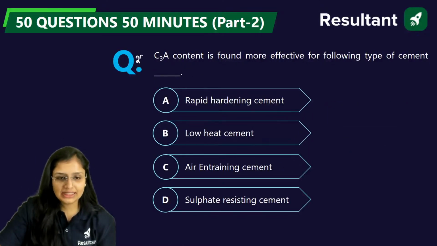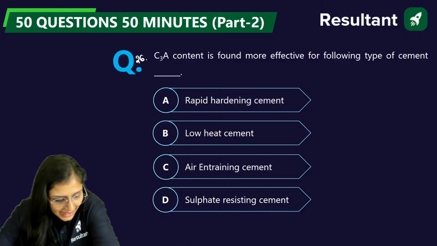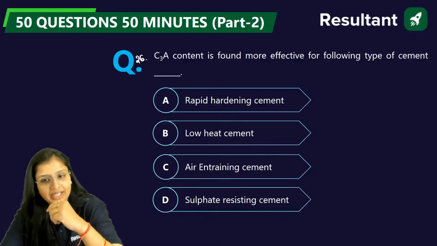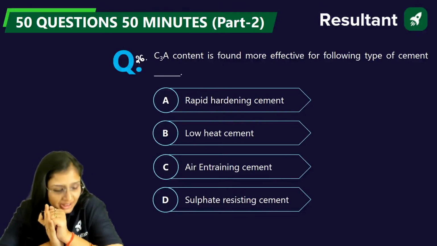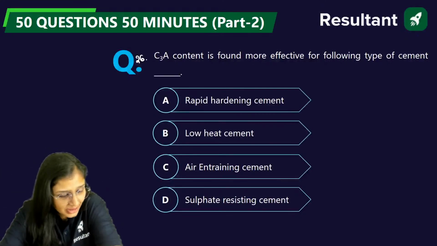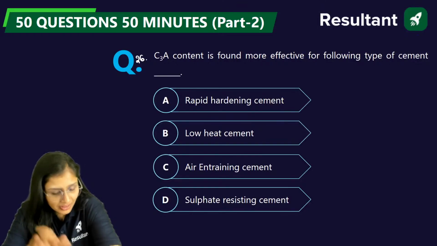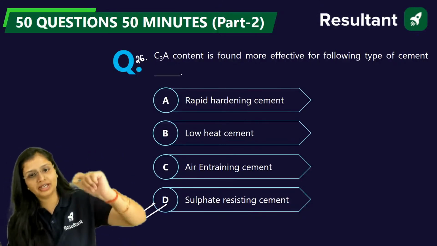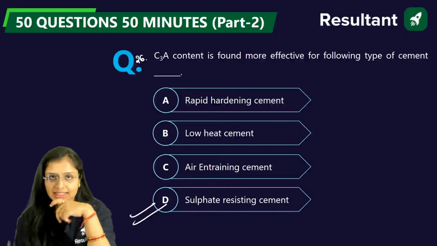Question number 26. C3A content is found more effective for which type of cement? Tricalcium aluminate reacts quickly when water is added to the cement. Generally, for quick setting cements we use it. Very good, Neha. That is sulfate resisting cement, because the moment you add water, it settles down quickly. So we use it for sulfate resisting cement.